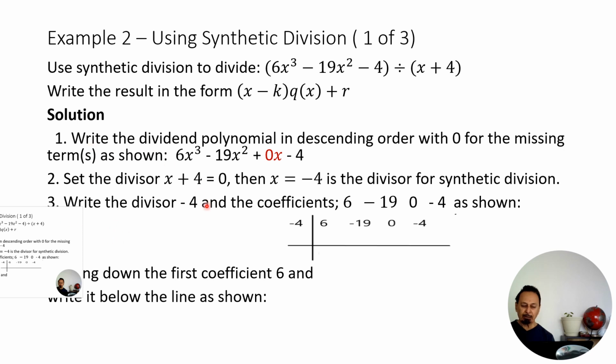So now write the coefficients 6, minus 19. After x squared should be x, but there's no x, so we can use 0 for the x term, and then write minus 4. And now we write the divisor here, minus 4, because if you set x plus 4 equal to 0, you get x equal to what? Negative 4. Okay.